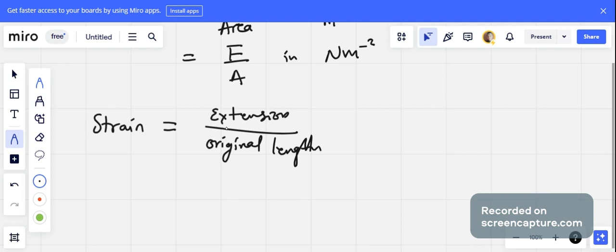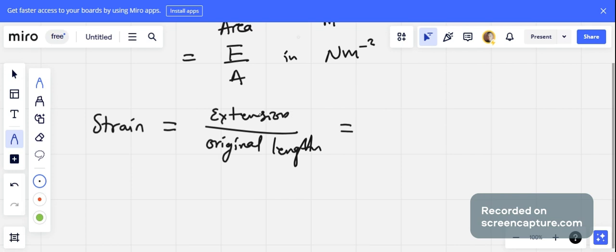Like when you say you want to strain something, maybe you draw that thing beyond its original length. You cause an extension on that material, beyond its original length. That means you are straining it. So strain is the measure of extension over original length.